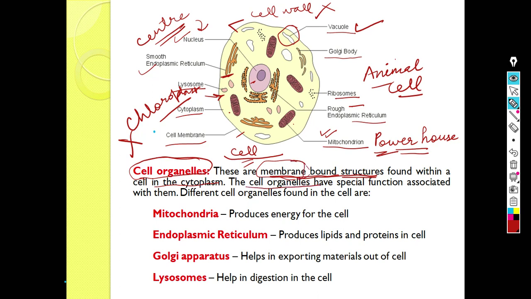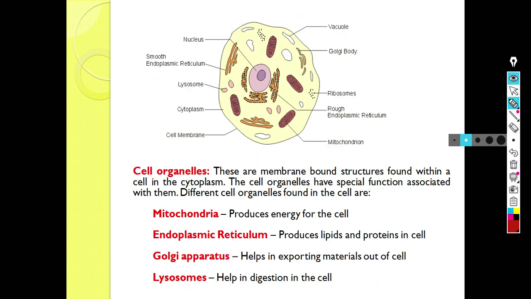Okay, so the cell organelles have special functions associated with them. Different cell organelles found in the cells are: mitochondria, which produces energy for the cell; endoplasmic reticulum, which produces lipids and proteins in the cell; Golgi apparatus, which handles exporting out of the cell, like the transport department of the cell; and lysosomes, which help in digestion in the cell. So they eat up whatever is there. Okay, so now we are going to see the next slide.